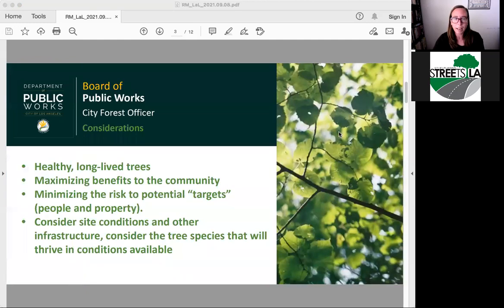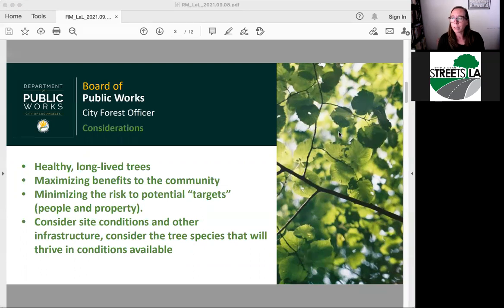So we're going to go ahead and think about our basic considerations when we're thinking about street trees for the public right-of-way. That is the area between the curb and the sidewalk, that parkway space. We want to have healthy, long-lived trees. If we're going to put a tree in that location, we want to make sure that it is giving us a significant amount of benefits to the community, and that we're minimizing the risk to people and private property.